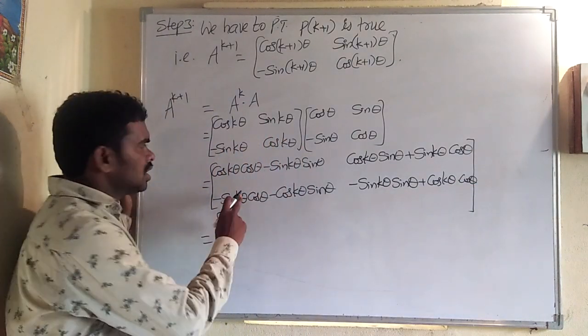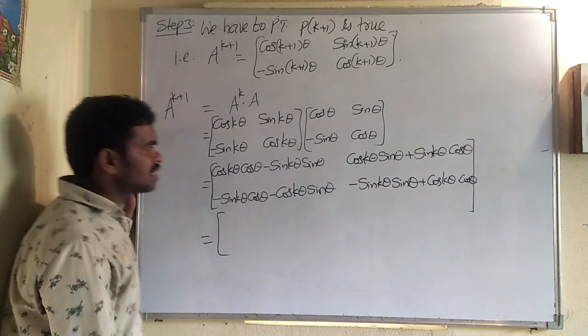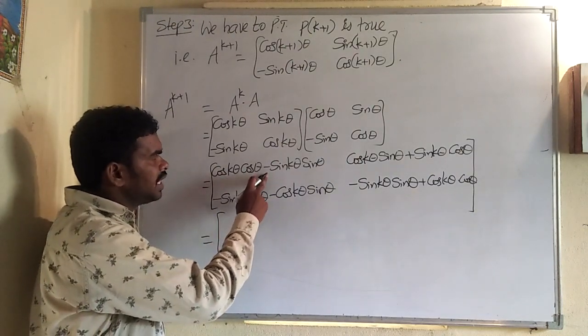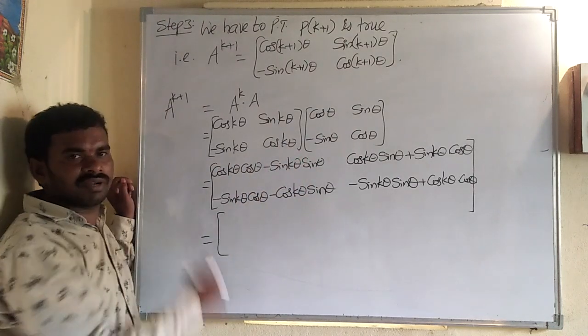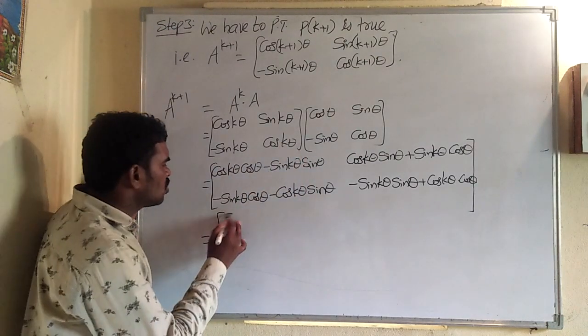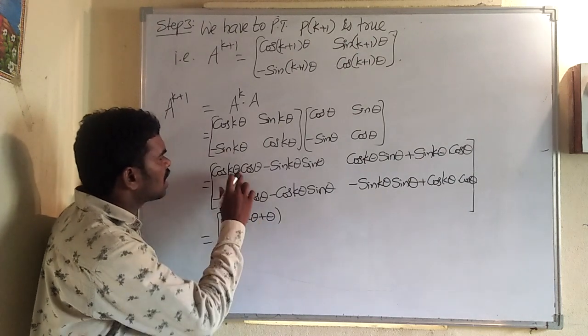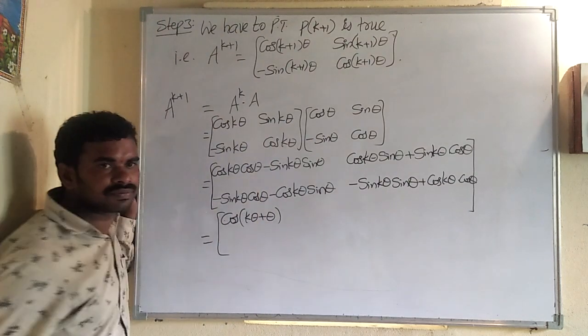Finish. See, just now I told you 4 formulas. What is the third formula? cos A cos B minus sin A sin B means cos of A plus B. So it can be written as cos of A plus B, which means cos of k theta plus theta.